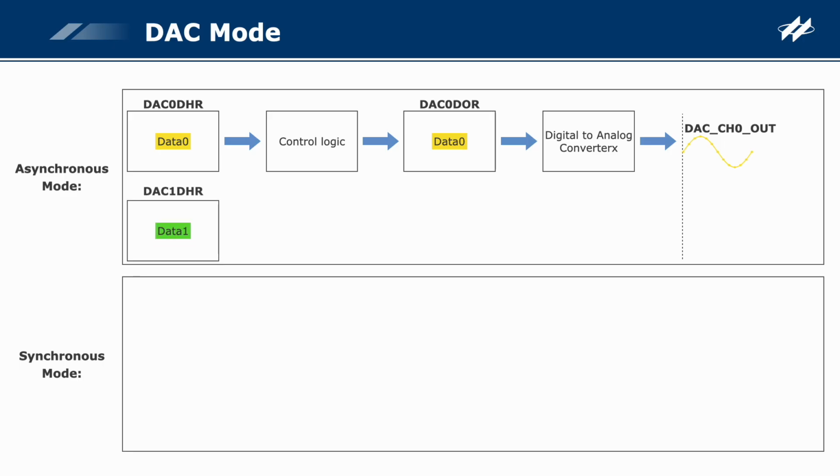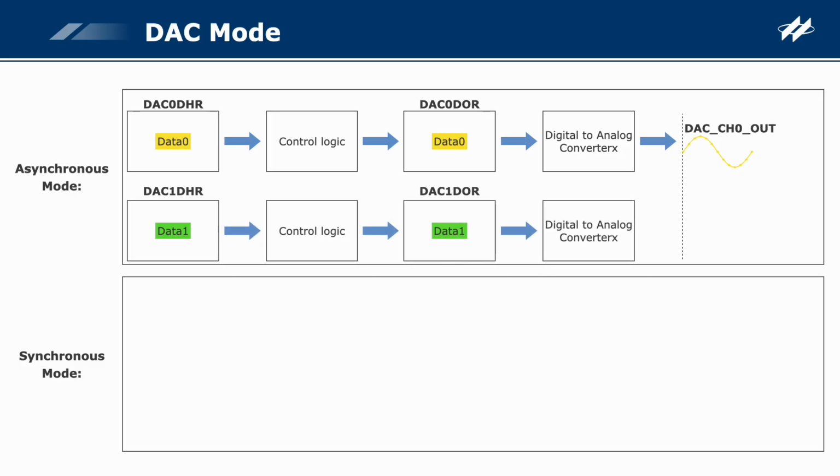Then write the digital data 1 into the DAC 1 DHR register. The data is transferred into the DAC 1 DOR register through control logic and the DAC conversion is performed. After the conversion is completed, DAC 1 OUT will generate an analog signal. In this process, the DAC 0 OUT signal is generated first and then the DAC 1 OUT signal is generated. There is a time difference between these two signals.